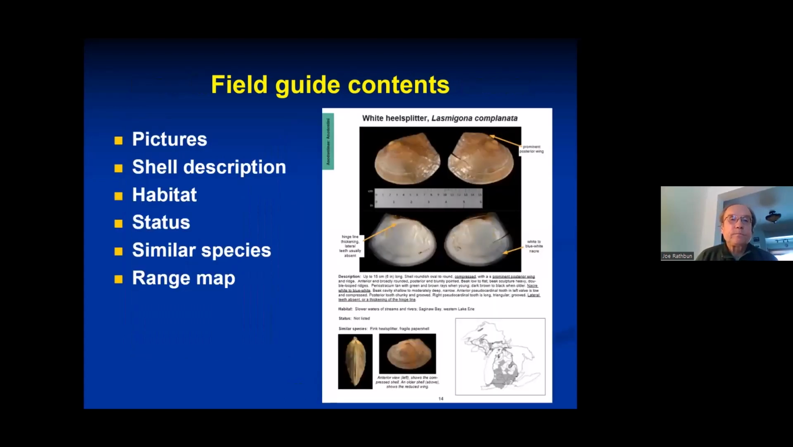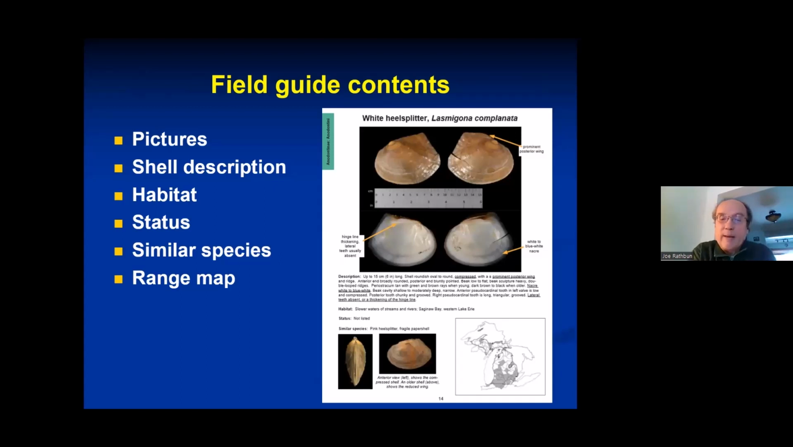So the field guide, this is a sample page. We have photographs of the shells, almost all taken from the University of Michigan collection, a few from the private collections of Renee and myself. We have a shell description there in very abbreviated terms. We have typical habitats where they're found, though you always want to take that with a grain of salt. The listing status: is it federally listed, state listed, not listed? Similar species, that's handy, other things that might look like it, so you can look at those pages. And a range map, and that's interesting.